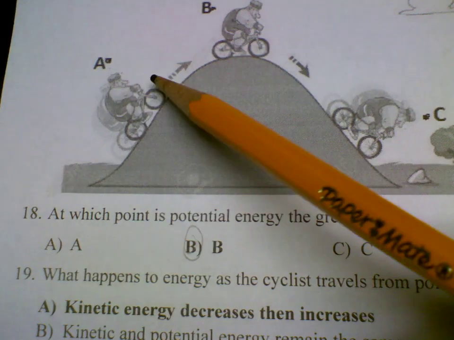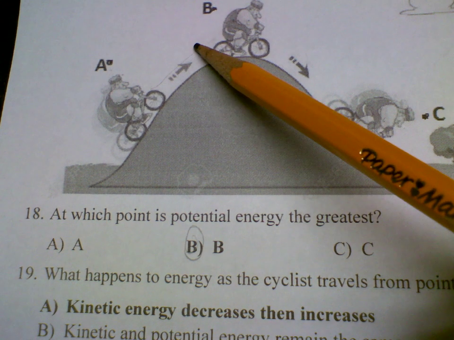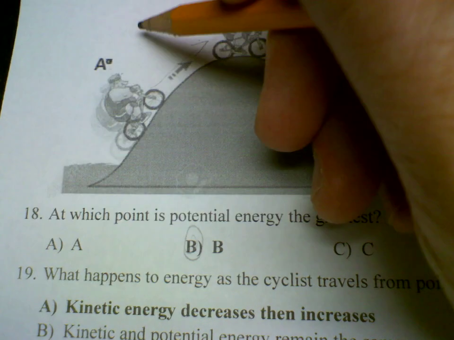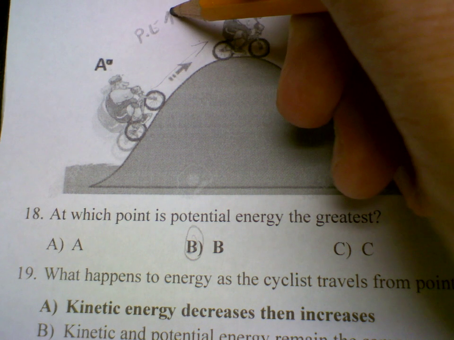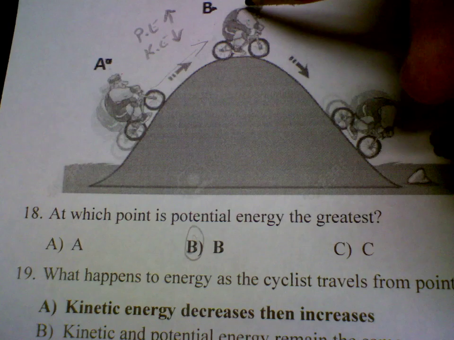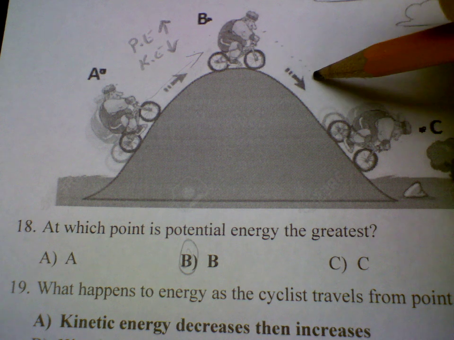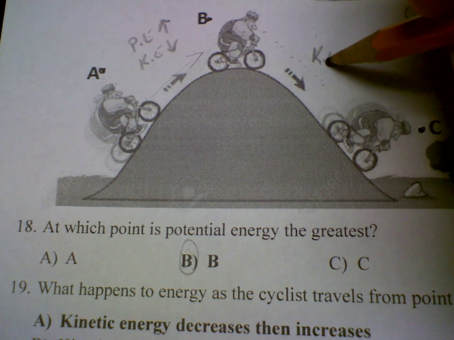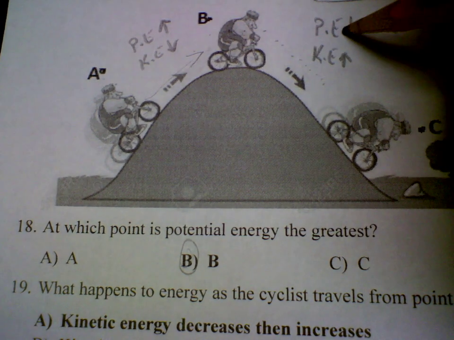For number 19, what happens to energy as this cyclist travels from point A to point C? So, as he goes from point A to point C, he's going higher above Earth. So, at this point, wouldn't potential energy be going up? So I'm just going to mark that down here. PE, potential energy goes up. Kinetic is going down. Now we hit our highest potential energy, and once you hit that, he's going to go downhill. At this point, kinetic energy would start to increase, and potential will decrease.